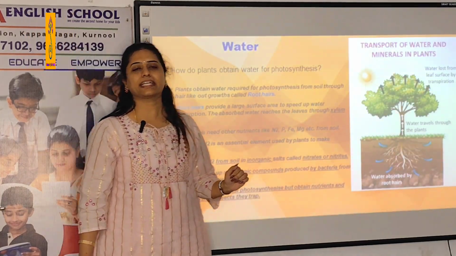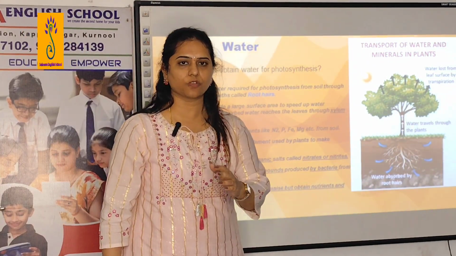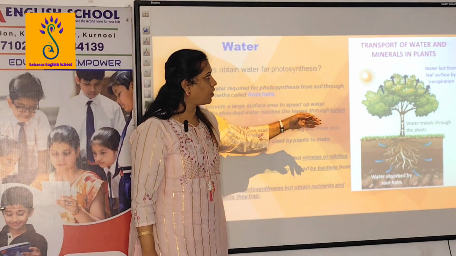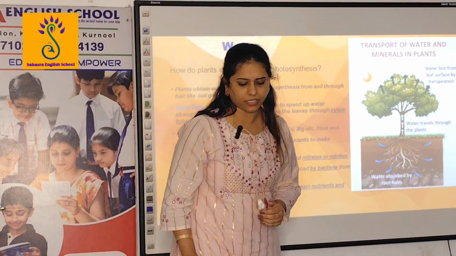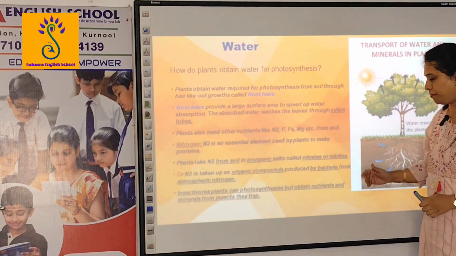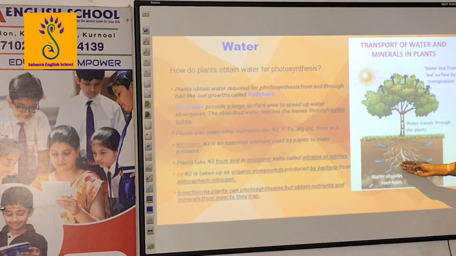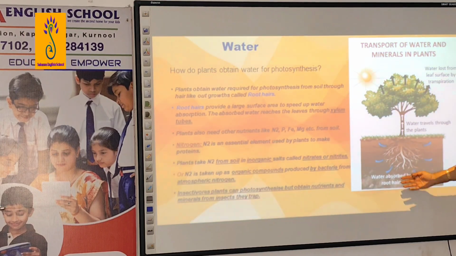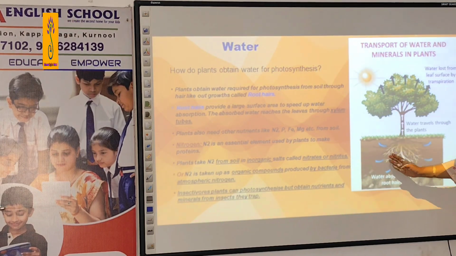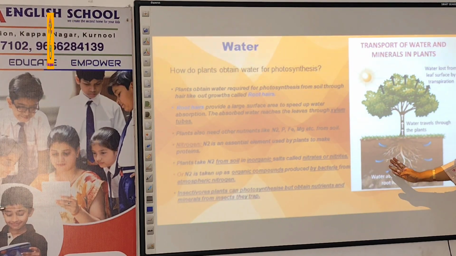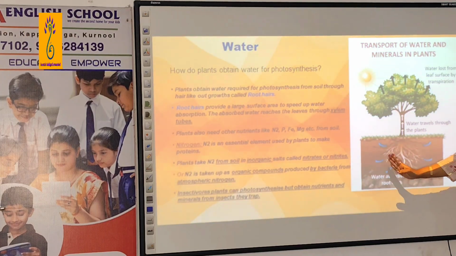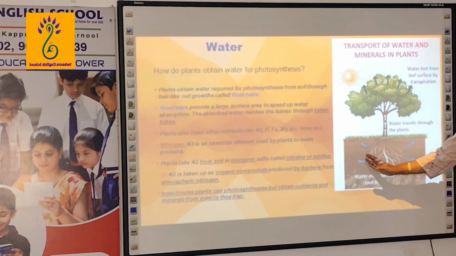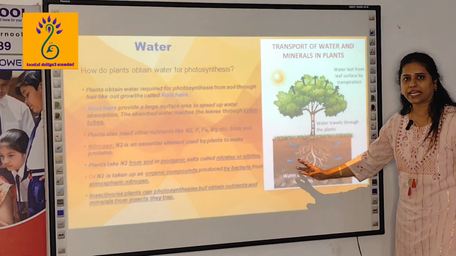Now coming to the next raw material, it is water. How is water absorbed or how is water transported to different parts of the plant? If you observe this figure, it is in your textbook. The roots have hair-like structures. These are called root hairs.